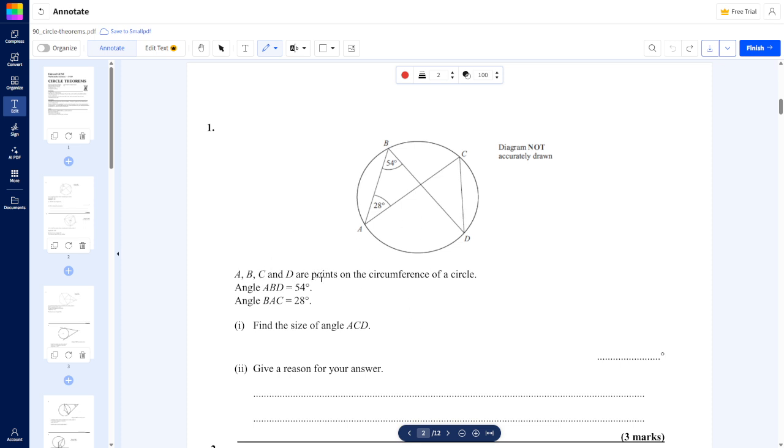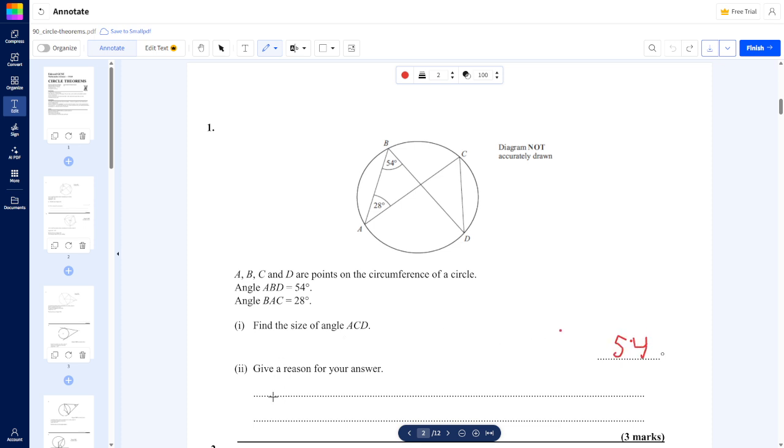So here, A, B, C, and D are points on the circumference of a circle. Angle ABD equals 54 degrees. Angle BAC equals 28 degrees. Find the size of angle ACD. This angle over here. Okay, so here we can use the circle theorem that angles in the same segment are equal, as this angle ABD is in the same segment as ACD. You can see that from this bow tie shape that happens. So it would be 54 degrees.